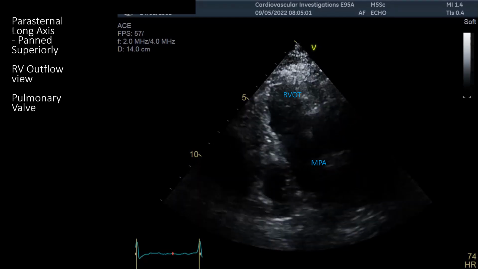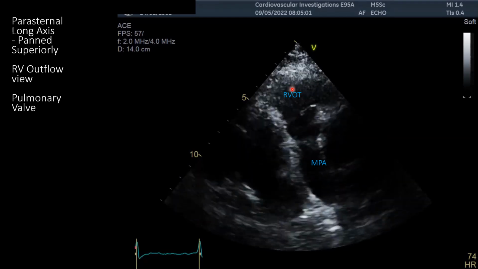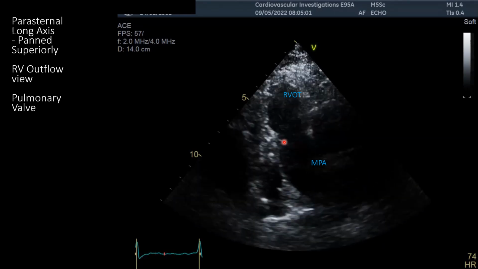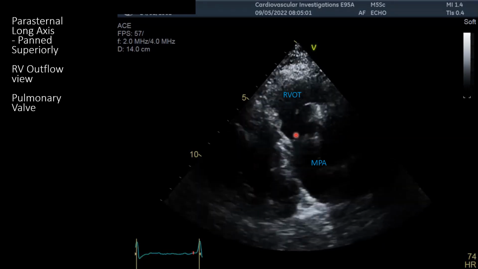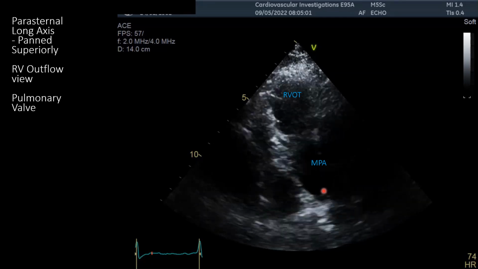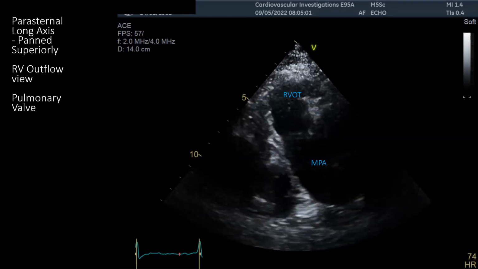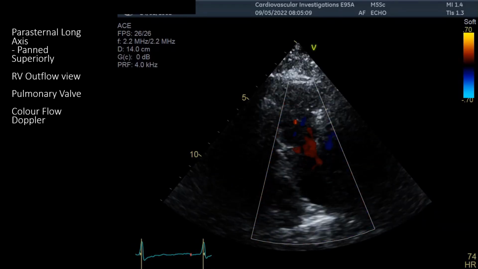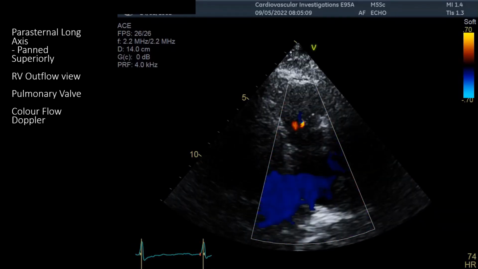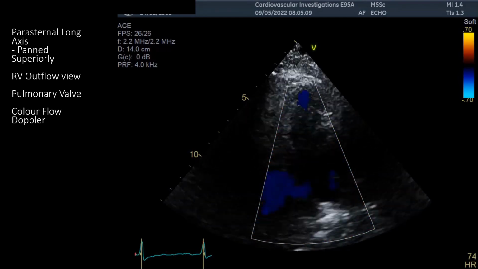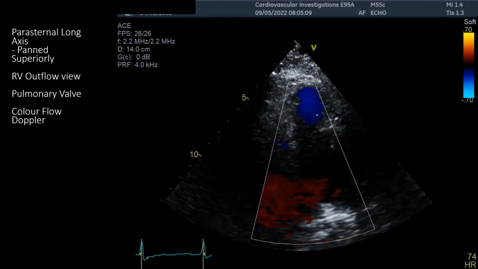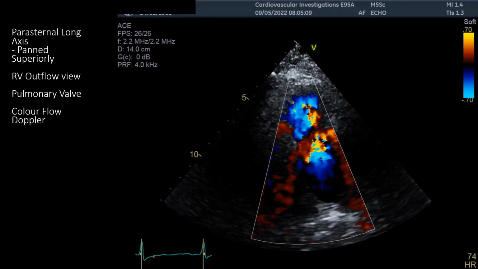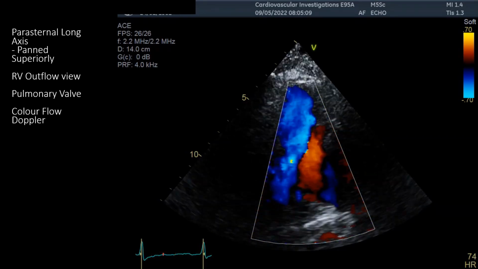So again, at the top of the screen is now the right ventricular outflow tract. The pulmonary valve lies between that and the main pulmonary artery, which moves down towards the bottom of the image. This can be interrogated with color flow Doppler, and color flow Doppler here is often useful to identify the exact location of the pulmonary valve, which can be sometimes difficult to see.